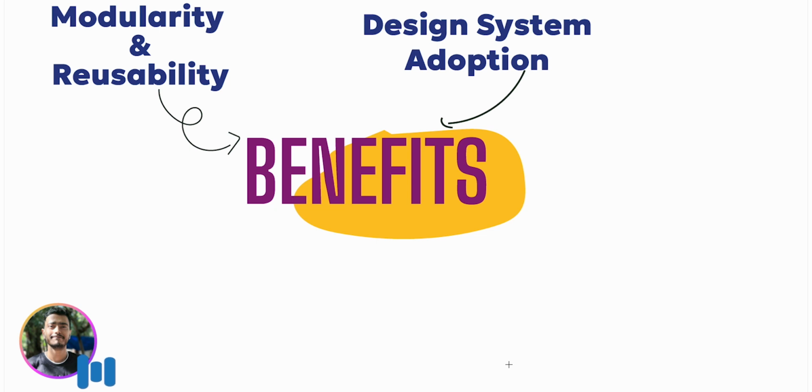The next one is design system adoption. Using components in mockups often goes hand in hand with the adoption of a design system. A design system is a comprehensive set of rules, principles, and assets that govern the entire design process. Components are a crucial part of a design system, enabling teams to maintain a cohesive and organized approach to design.